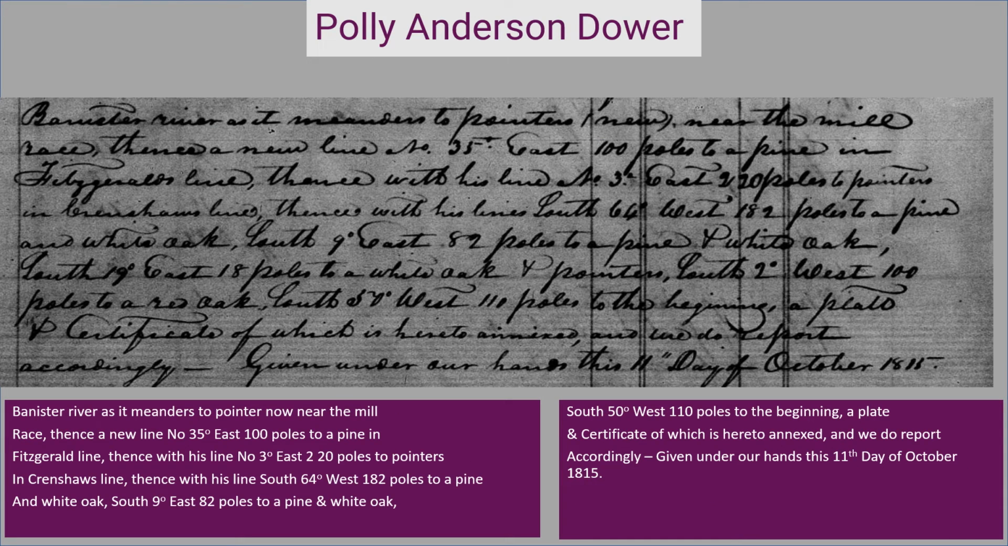This next section of the dower tells us that one of the neighbors was the Fitzgeralds and another neighbor was the Crenshaws. The end of this tells us the date of the 11th of October 1815. From this we learn that Thomas died before this date and Polly is still alive.